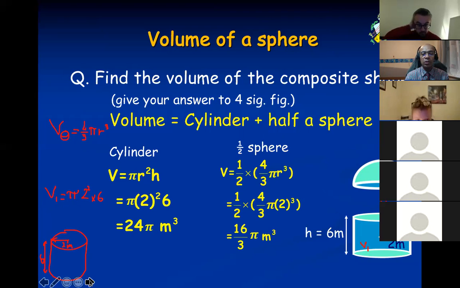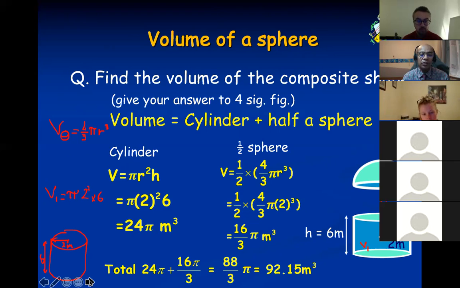So 2 times 2 times 2, that's 8. 8 times 2, 16/3 pi. So we've got V1 and V2. Now the total volume is just you add V1 plus V2. So 24 pi plus 16 pi/3, and that gives us 88/3 pi.